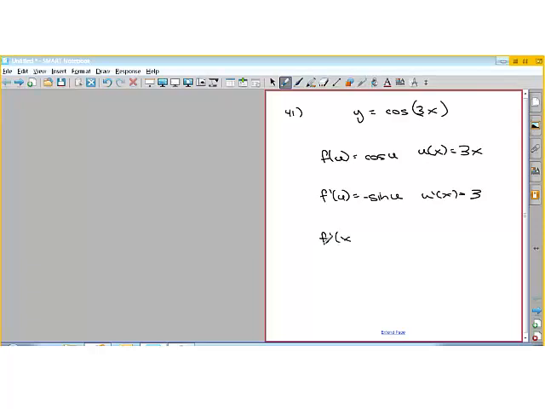So f prime of x is equal to f prime of u times u prime of x. F prime of u is negative the sine of u times u prime of x, which is 3. So we get negative 3 times the sine of u, but u is 3x. So f prime of x is negative 3 sine of 3x.